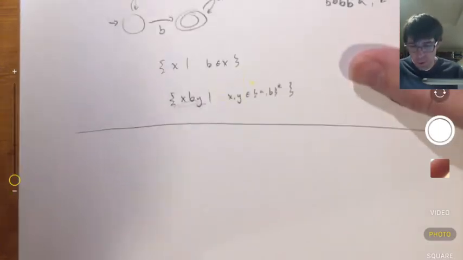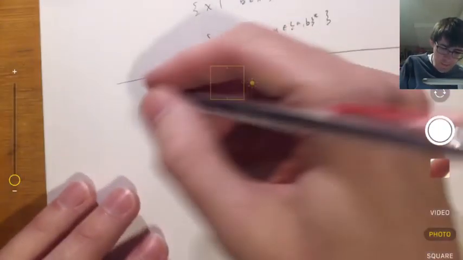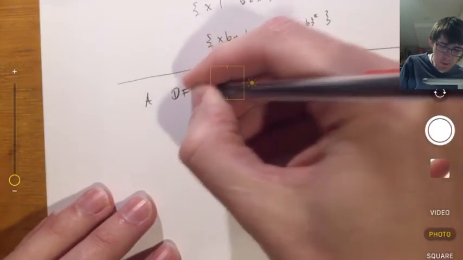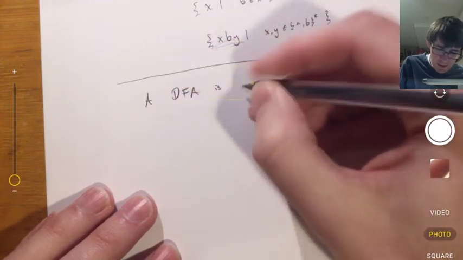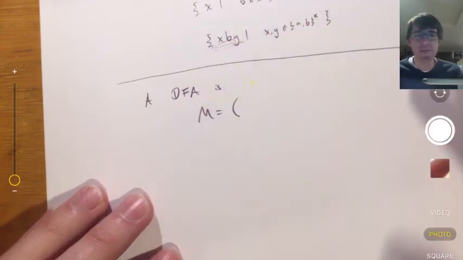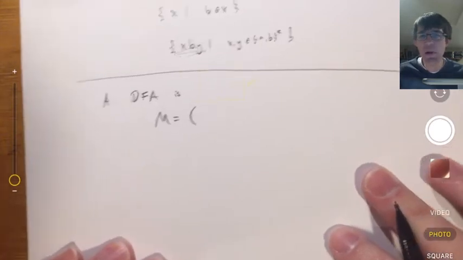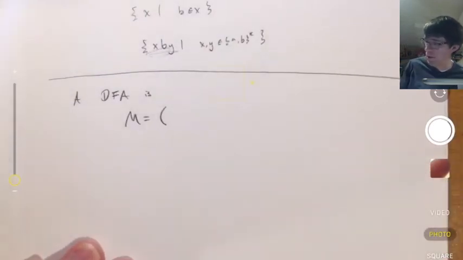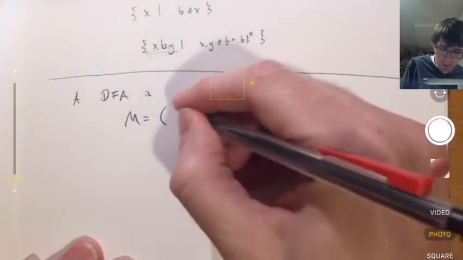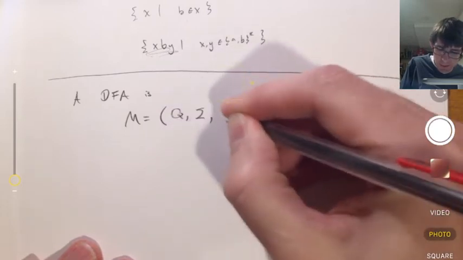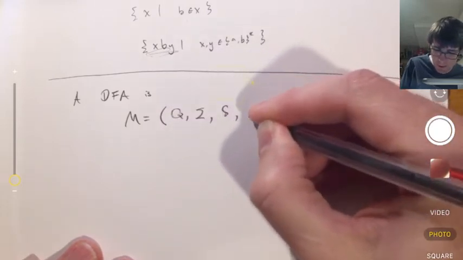About the formal description of a DFA, and I will refresh our memory a bit. A DFA is something that looks like this. It is a tuple in 5 parts, and the parts we typically write this way: Q, sigma, delta, Q0, and F.